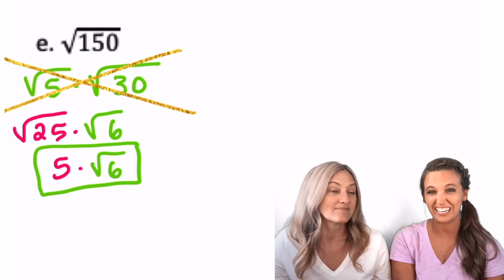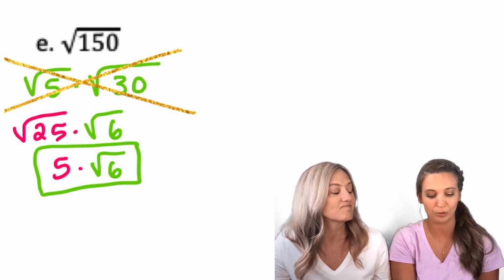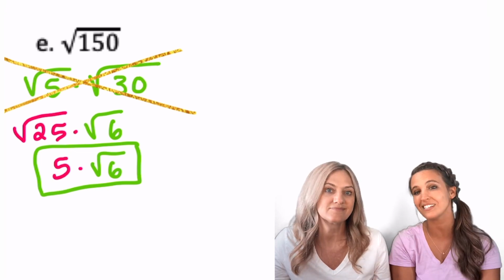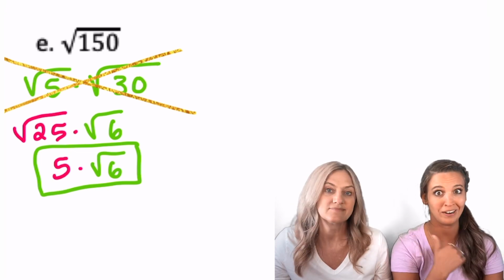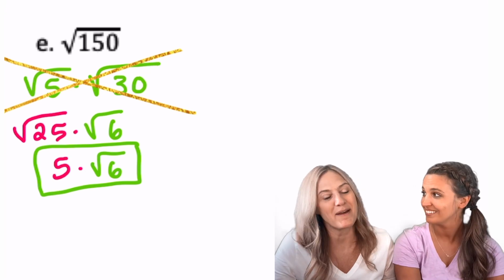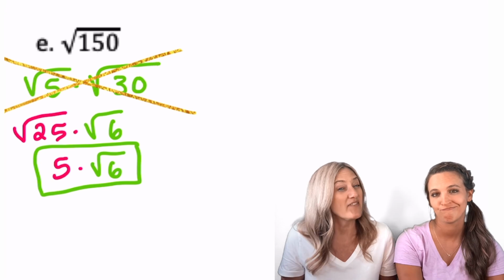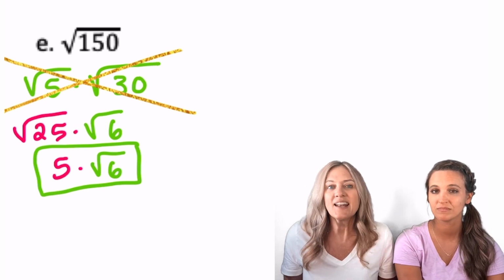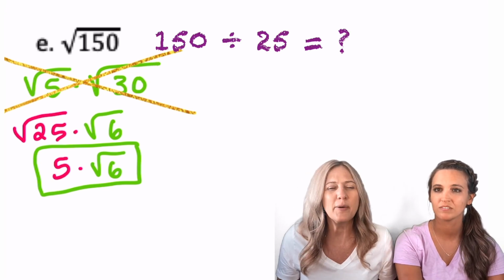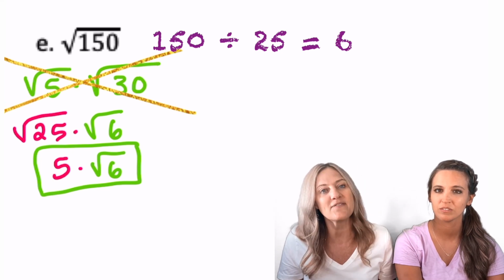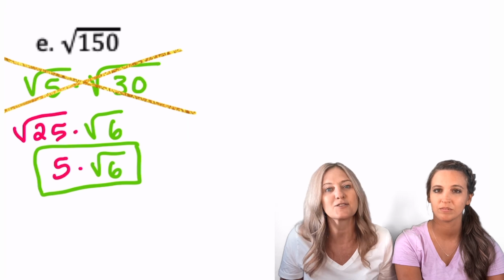How'd you do? On E, I really wanted to use a 5 to break up that 150, so I wrote it as the square root of 5 times the square root of 30, but then I was stuck because I didn't have a perfect square. So Peart had to help me out a bit. Now we could have kept going and broken down the square root of 30 and found a perfect square because 5 squared is 25. And hey, think about it, 25, how many quarters are in $1.50? 6. So square root of 25 times square root of 6, 5 square root 6.